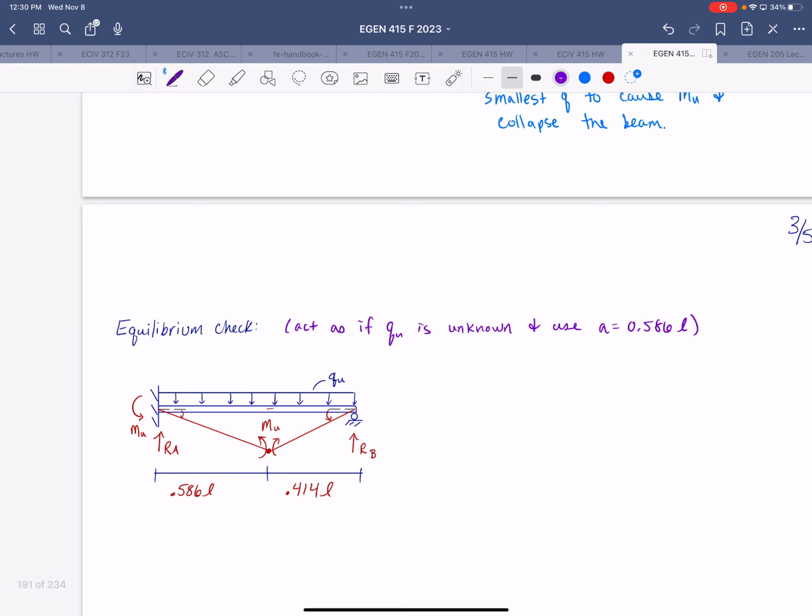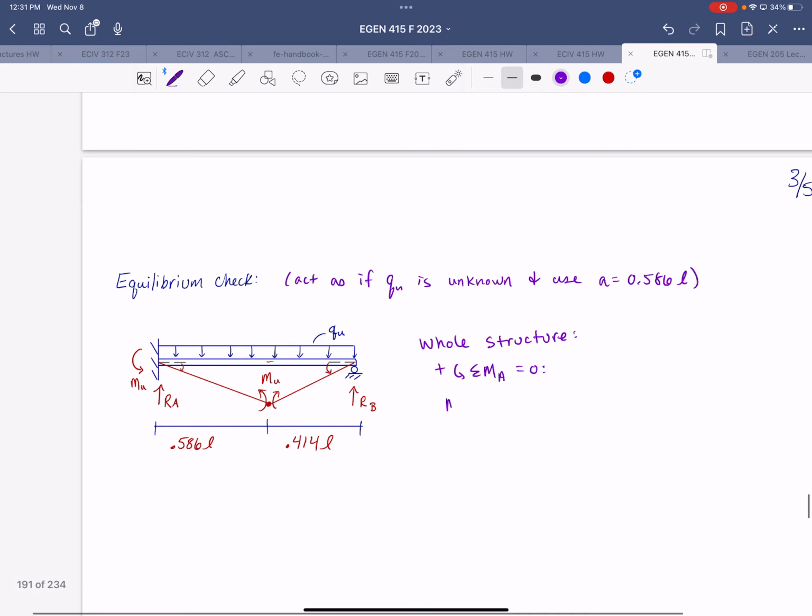So we've got our free body diagram now, complete with the exact location of the plastic hinge, all right? And we will apply equilibrium to the entire structure. So summing moments about A, we get Mu plus Mu minus Mu minus qu times L squared over 2 plus RB L is equal to 0.